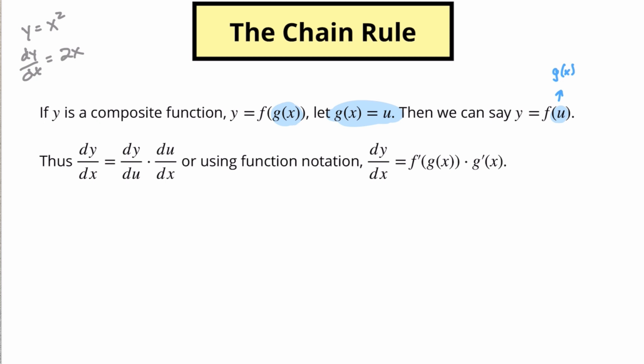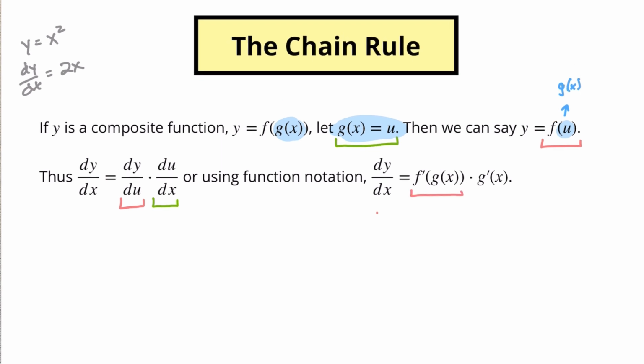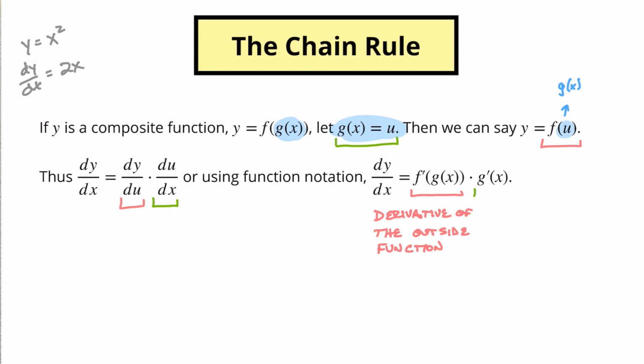So ultimately we're going to have to take the derivative of this piece, which is the derivative of y with respect to u, and then we're going to take the derivative of this piece, which is the derivative of u with respect to x. Or here, we're going to take the derivative of the outside function of our composite function, and then multiply that by the derivative of the inside function.